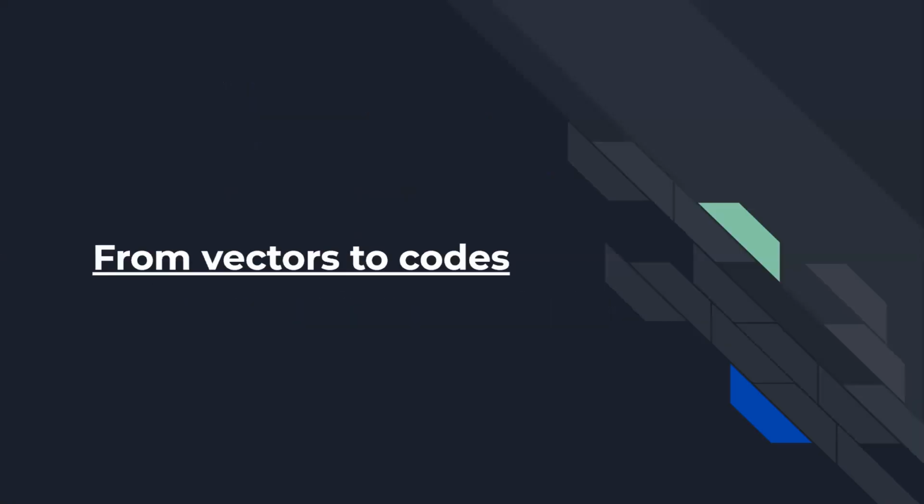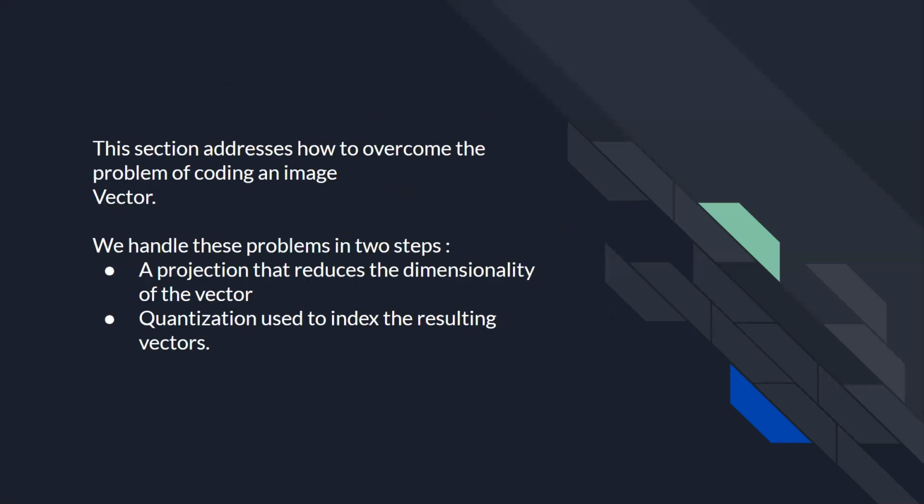Now let's come into the next section, vectors to codes. This section addresses how to overcome the problem of coding an image. Given a d-dimensional input vector, we want to produce a code of b bits encoding the image representation such that the nearest neighbors of the query vector can be efficiently searched in a set of encoded database vectors. We can handle this problem in two steps: a projection that reduces the dimensionality of the vector, and quantization used to index the resulting vector.